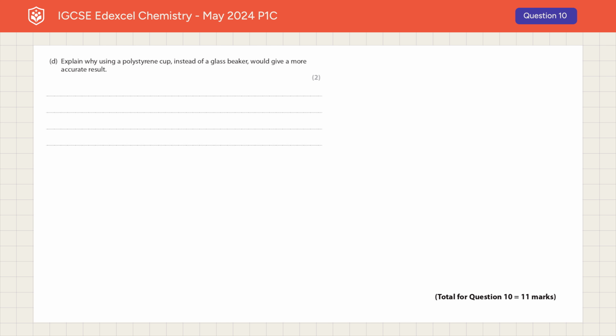Finally, why use a polystyrene cup instead of a glass beaker for a more accurate result? This is all about reducing heat loss. Polystyrene is an excellent thermal insulator. In a glass beaker, a significant amount of the heat energy from the reaction is lost to the surroundings by conduction through the glass and by convection to the air. This makes the measured temperature rise smaller than it truly should be.